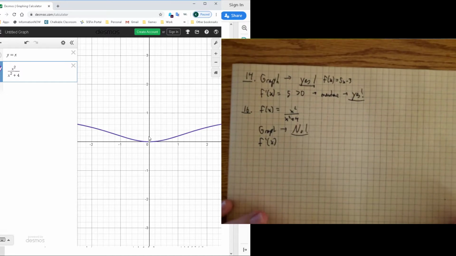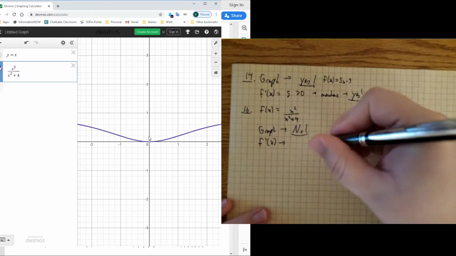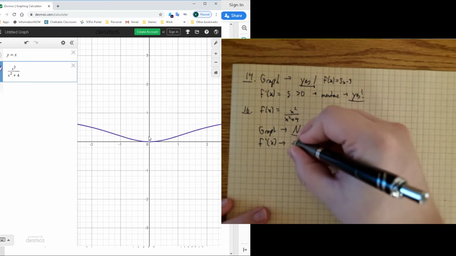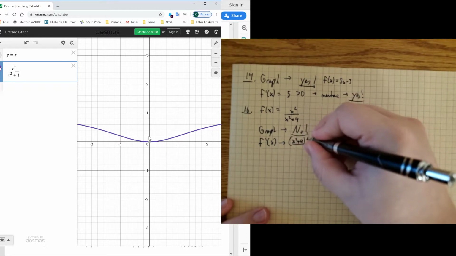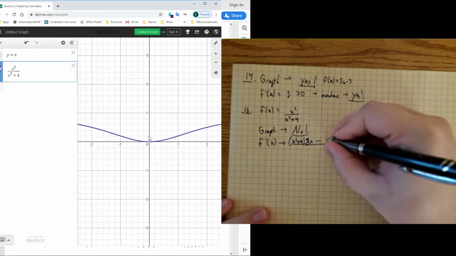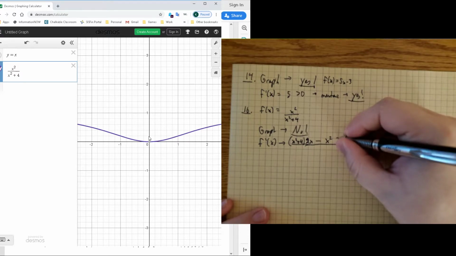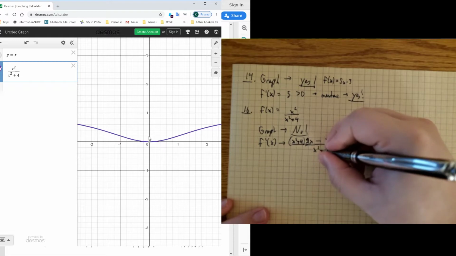What about f prime? Well, let's take the derivative real quick and see if it's actually monotonic. To do the derivative, I would have to use the quotient rule, so I do low d high minus high d low, which would be 2x, over the square of what's below, x squared plus 4.